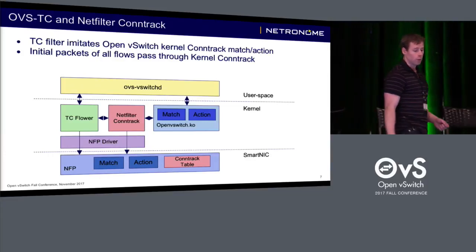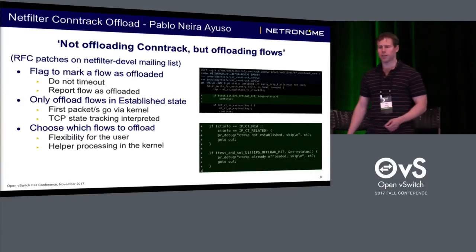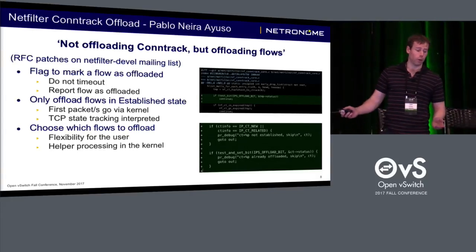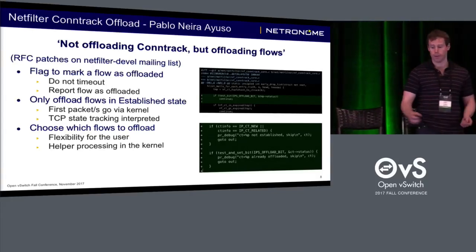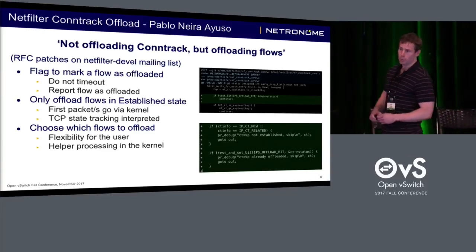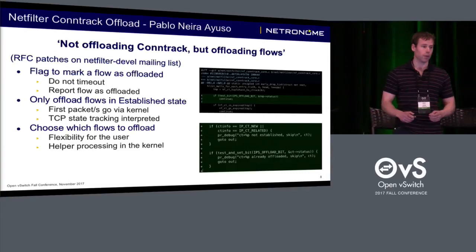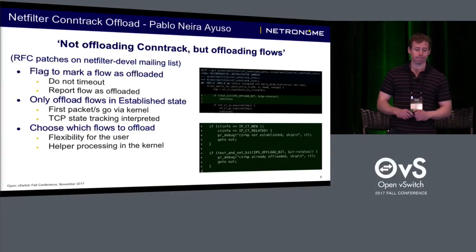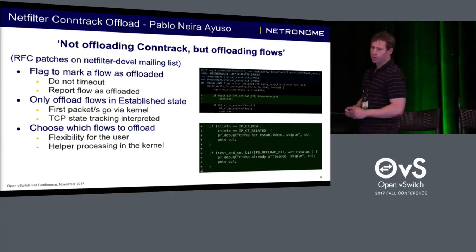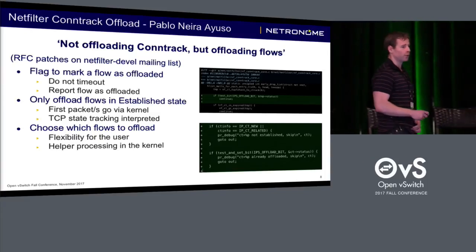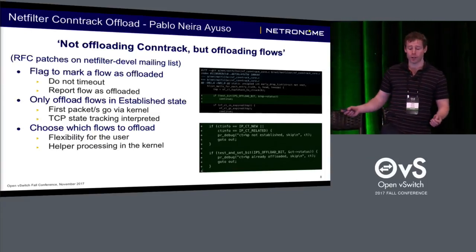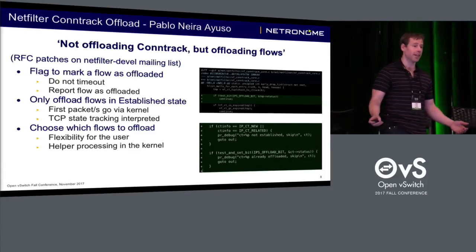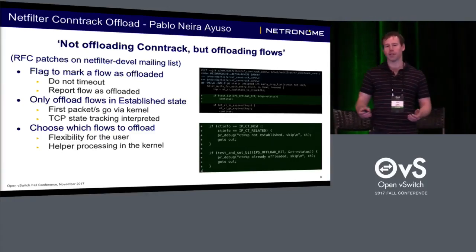So at Netronome, we've been doing some work the last few months with Pablo Neira, who you may recognize as maintainer of Netfilter and nftables, and by and large, Conntrack. A couple of weeks ago, there were some RFCs posted that describe changes that can possibly, or hopefully, be used to offload Conntrack. I've taken a quote from Pablo here to describe what's going on, and it simply says that we're not offloading Conntrack, but we're offloading flows. Now, this seems a bit strange because I'm talking about offloading Conntrack, but by and large, they're the same thing.